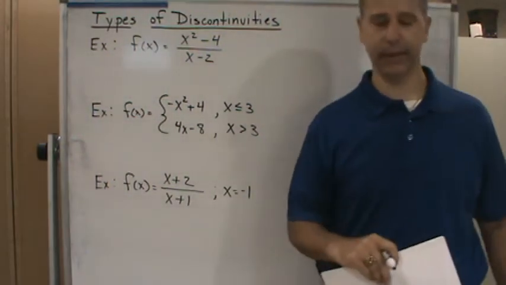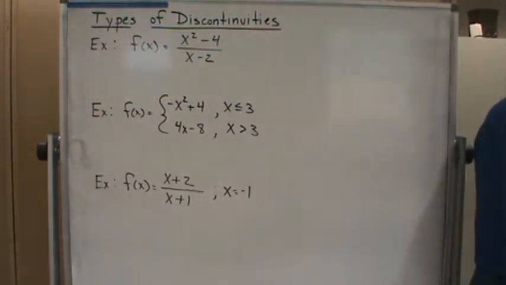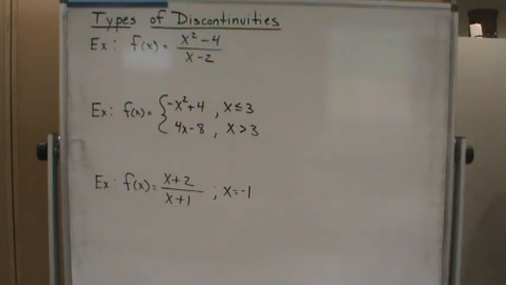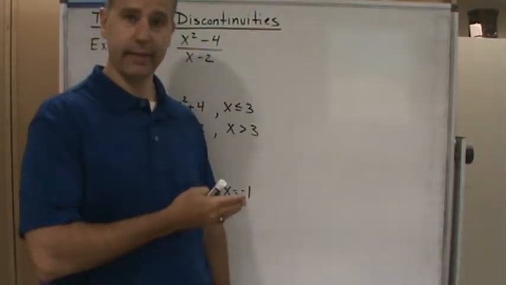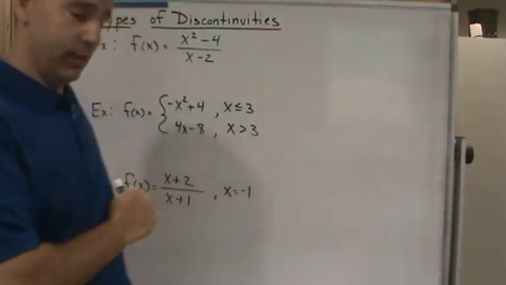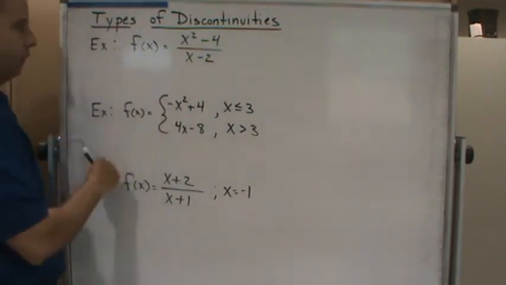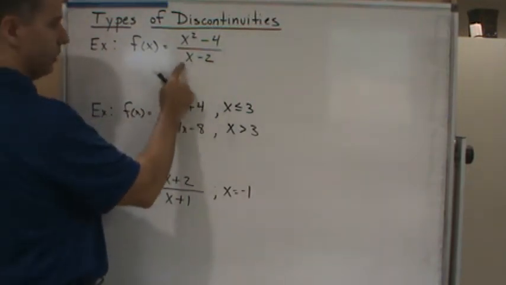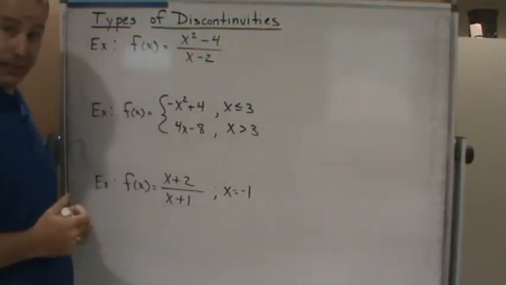Okay, so welcome back, and now we're going to do some examples. Two of these examples we've seen before, so it'll be familiar. What we're going to do is decide what types of discontinuities we have by looking at these functions. Okay, so now, if we look at this example here, we can see that there's a discontinuity at x equals 2. But what type of discontinuity is it?